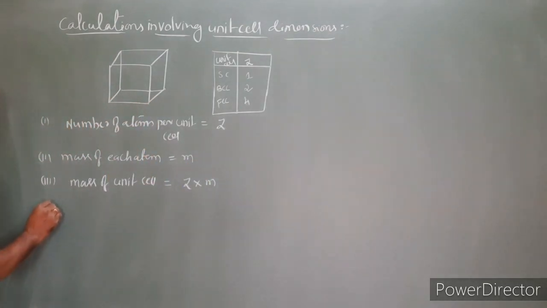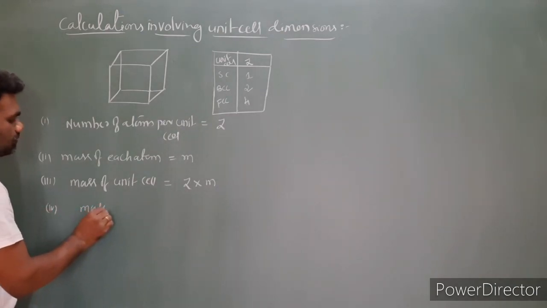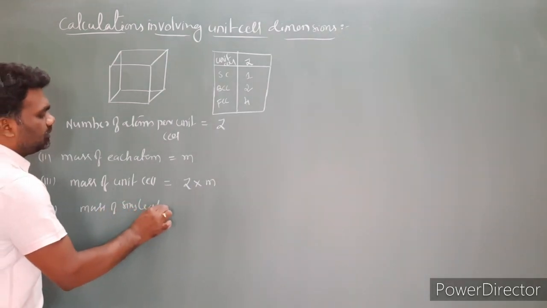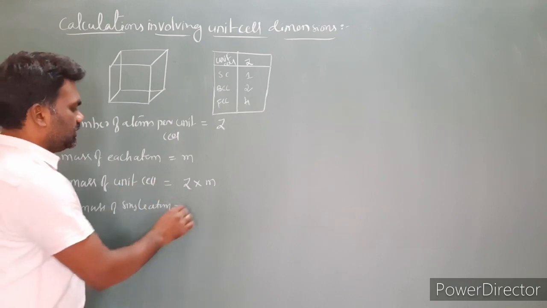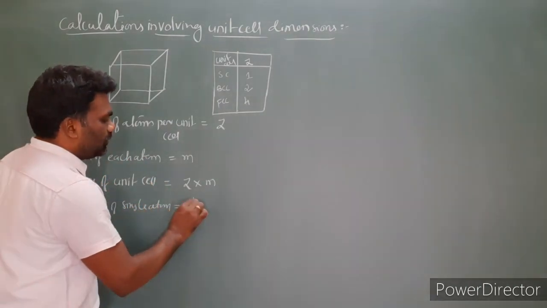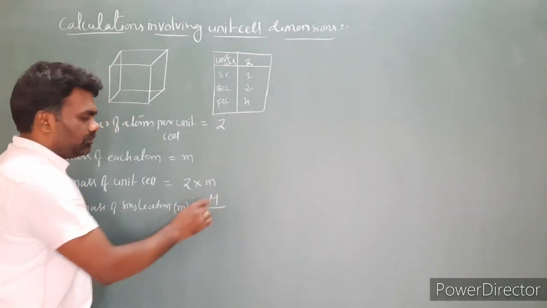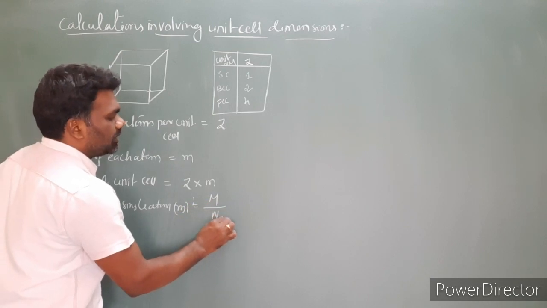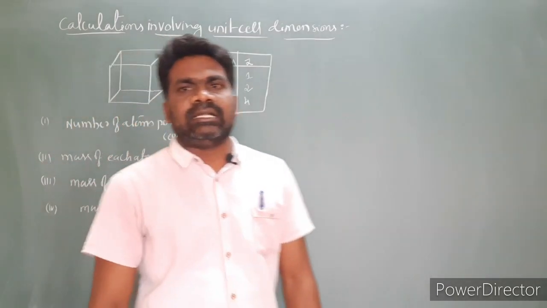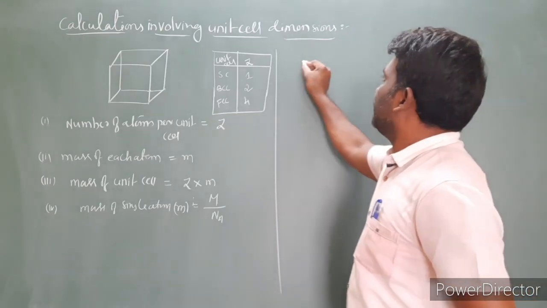Next, the mass of a single atom. The mass of a single atom, which is the mass of each atom, is nothing but m. M is equal to the molar mass divided by the Avogadro number. So we have to find the density of the unit cell. Next, density of the unit cell.